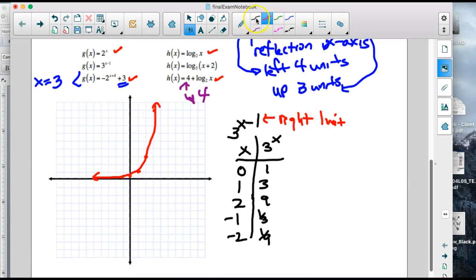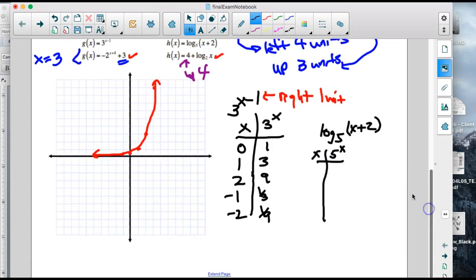So if we're doing log base 5 of x plus 2, I'm going to start first of all with 5 to the x, because that's the base I have. And then we're going to have to switch it over to the logarithm by switching the values x and y. So 0, 1, 2, negative 1, negative 2. This is 0 is 1, 1 is 5, and 2 is 25. And then we have the reciprocals, 1/5 and 1 over 25.